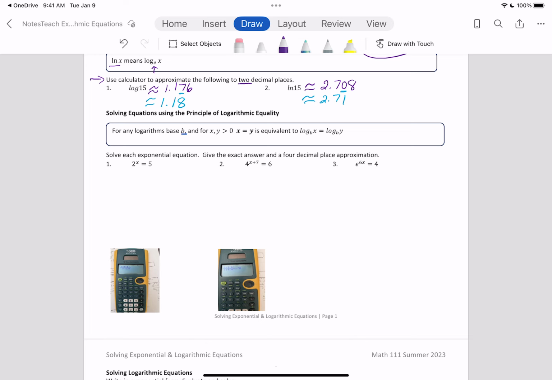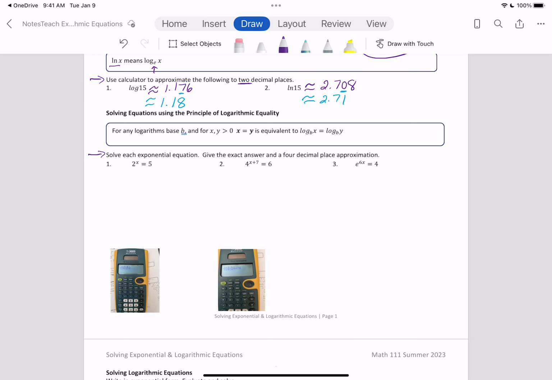Alright, so now we're going to start trying to solve some equations, and it's going to pull in a lot of the information that we've already learned. And what you're going to notice from this point forward in the lesson is we're going to be doing a lot of going back and forth between exponentials and logs. So basically, if it says solve each exponential equation, then what we're going to do is work with its inverse, which is the logarithm.